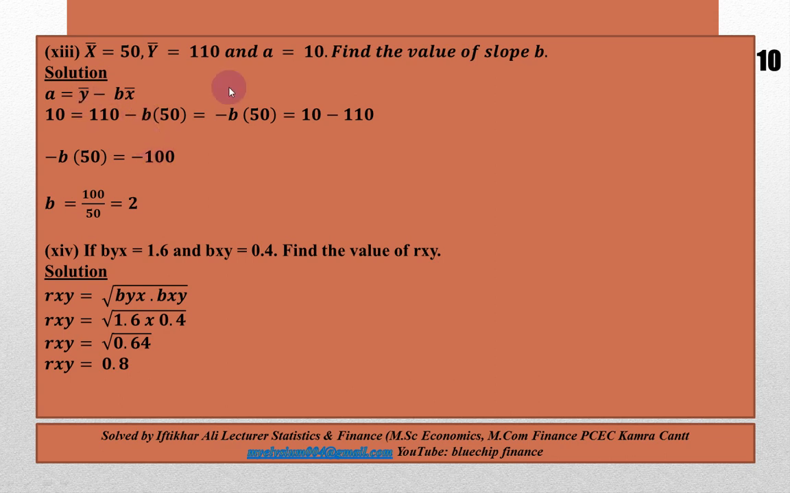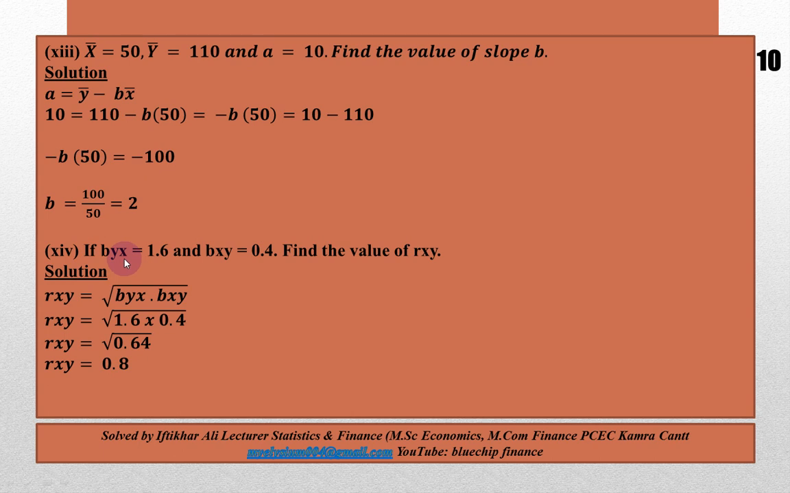Here we can find beta through the formula of intercept, or alpha, because alpha is always equal to y bar minus beta x bar. So alpha is 10 and y bar equals 110. We don't know beta, and x bar is given here as 50. After calculating this equation, beta will be 2.